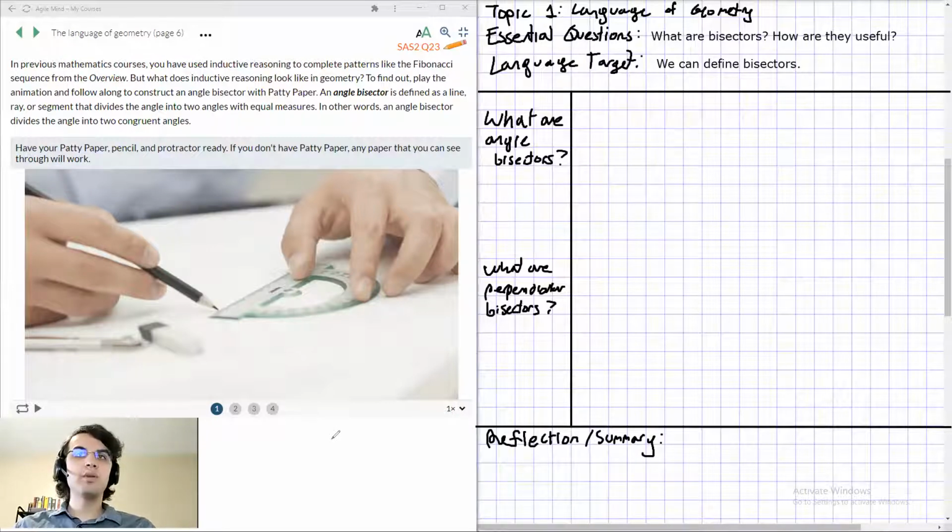So now let's jump into answering this first question. What are angle bisectors? And remembering our essential questions, how are they useful? What are they? And we can define them is our learning target, right? So scanning over this, I immediately see a definition right here, defined as a line, ray, or segment that divides the angle into two angles with equal measures. I also see that it says, in other words, an angle bisector divides the angle into two congruent angles, right? So I'm going to want to try to convey that in my notes in a second.